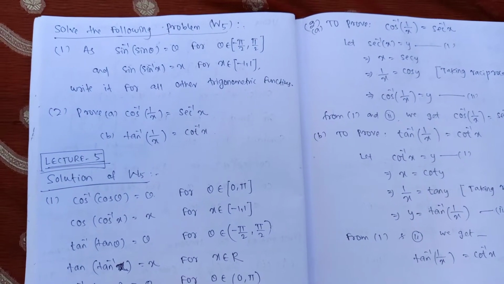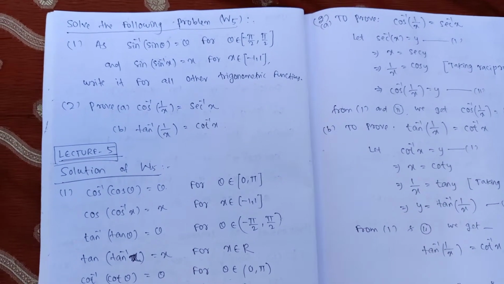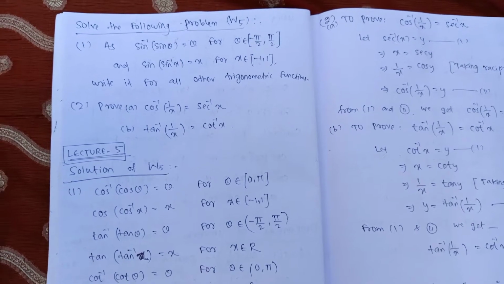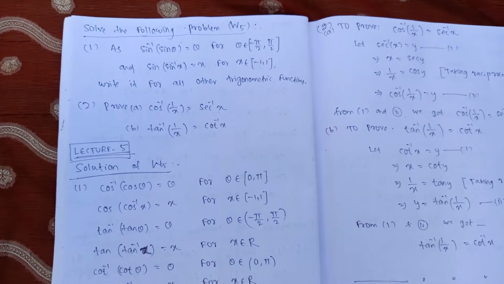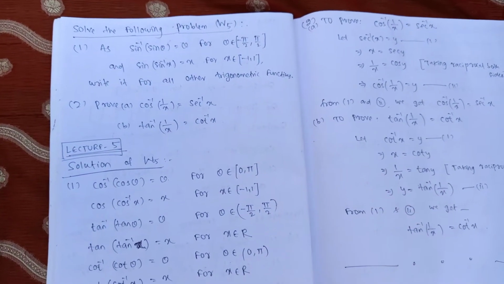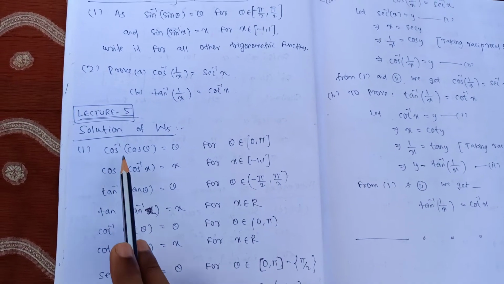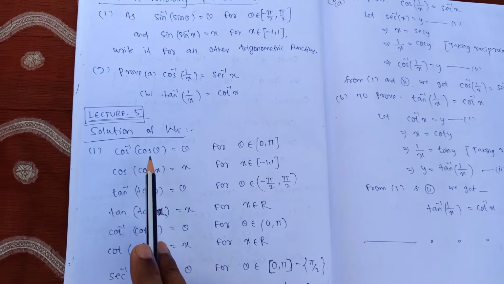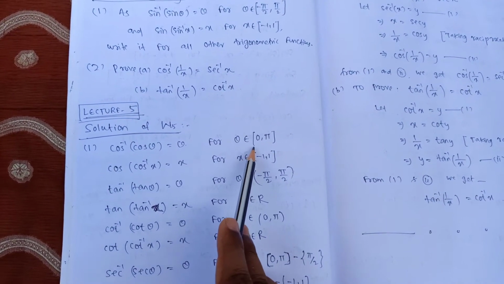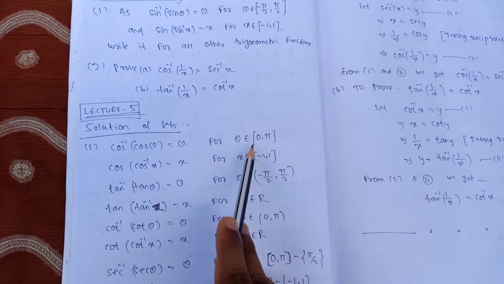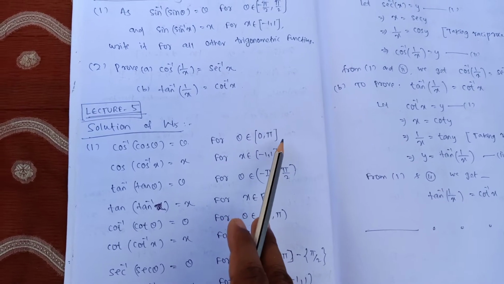Welcome to all. This is lecture 5 on inverse trigonometric functions. Here is the solution of workout 5 that was given in my last lecture. And of course you have to remember these formulas that cos inverse and cos will be cancelled out only when theta belongs to the domain of cos. Okay. And of course this one is the principal value branch.